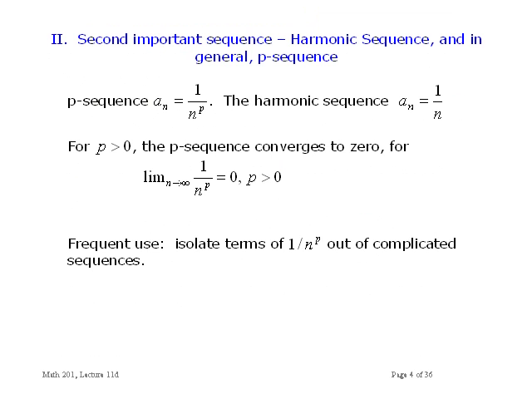The next sequence is, in general, the P sequence, and a special case of the P sequence, when p is equal to 1, is called the harmonic sequence. So here is the P sequence: the terms a_n equal 1 over n raised to the power p. This is similar to the geometric sequence, except not only is there a reciprocal here, but also the order of the index n and the constant are reversed.